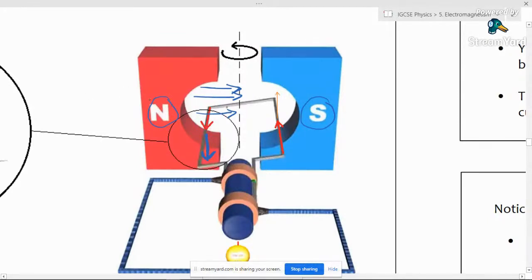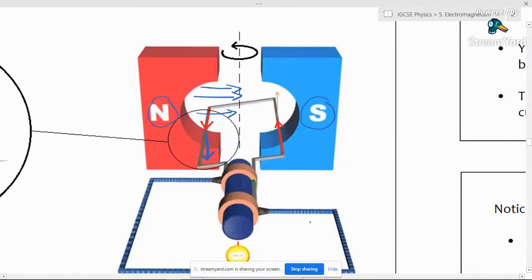So already we can see that on the right side of the wire, the current is going up or this way. And on the other side of the wire, the current is going the opposite direction. So we're getting a nice clockwise motion of current in this coil in that instant.